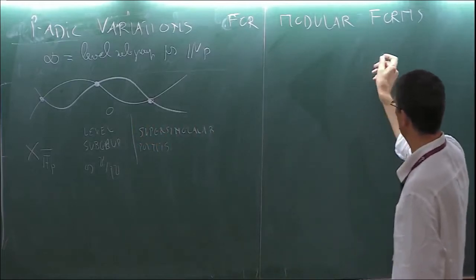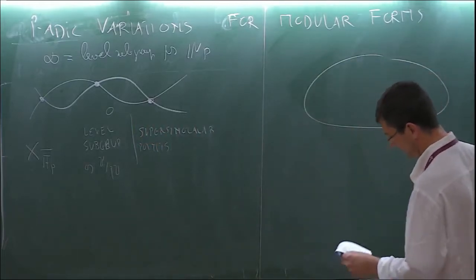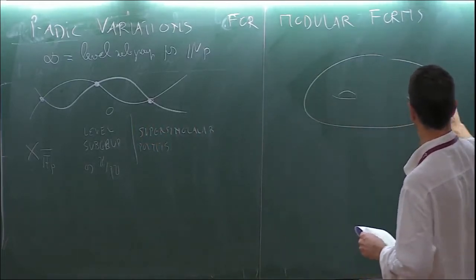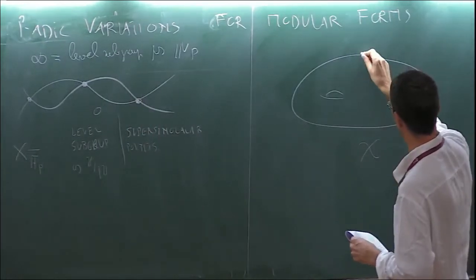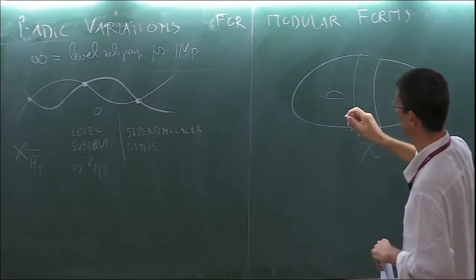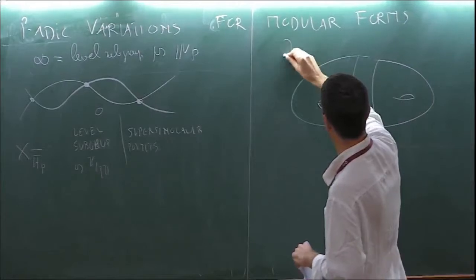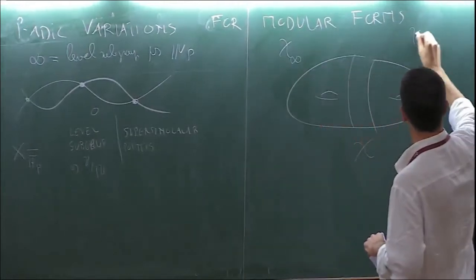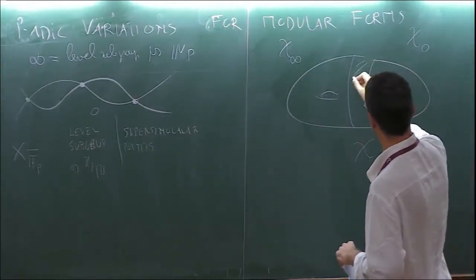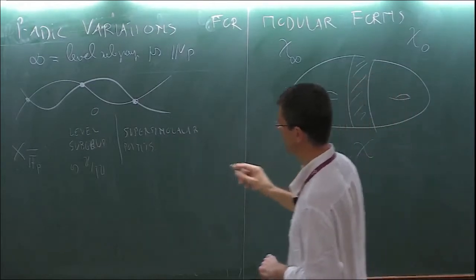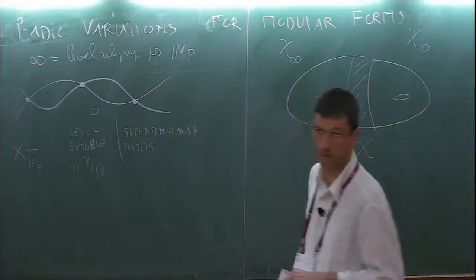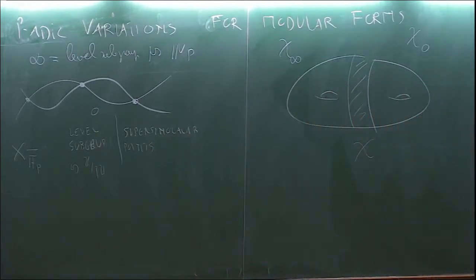And actually this gives the decomposition of the adic space into two regions, okay? So this is the infinity part, this is the zero part, and then this is the part which goes to the supersingular points, okay?